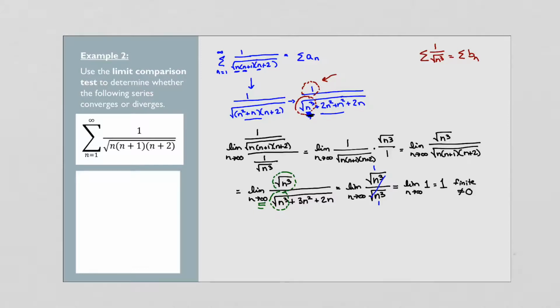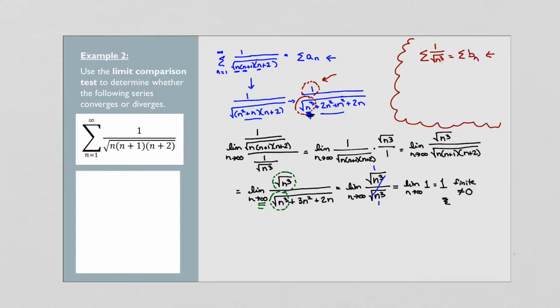Now, what did the limit comparison test tell us? It told us that if we result in a finite limit not equal to 0, then whatever our b sub n series does, our a sub n series also does. Well, I got so excited about taking a limit, I didn't talk about what our b sub n series does. So we can't quite make a conclusion about a sub n yet until we first decipher what b sub n does.